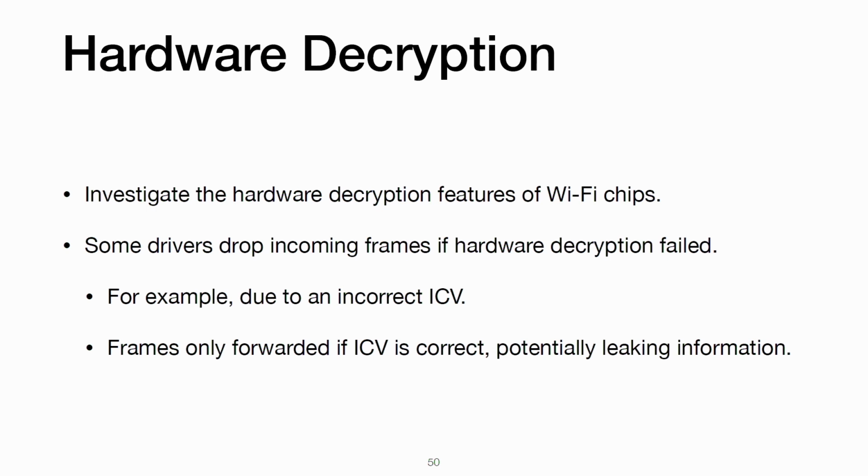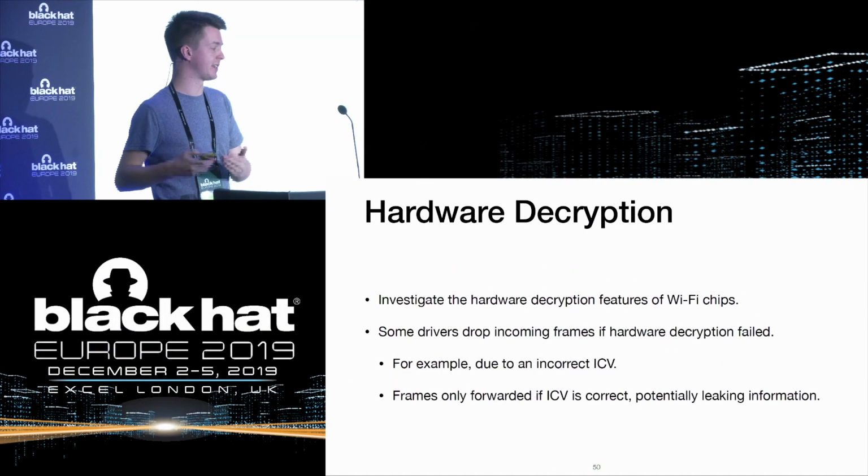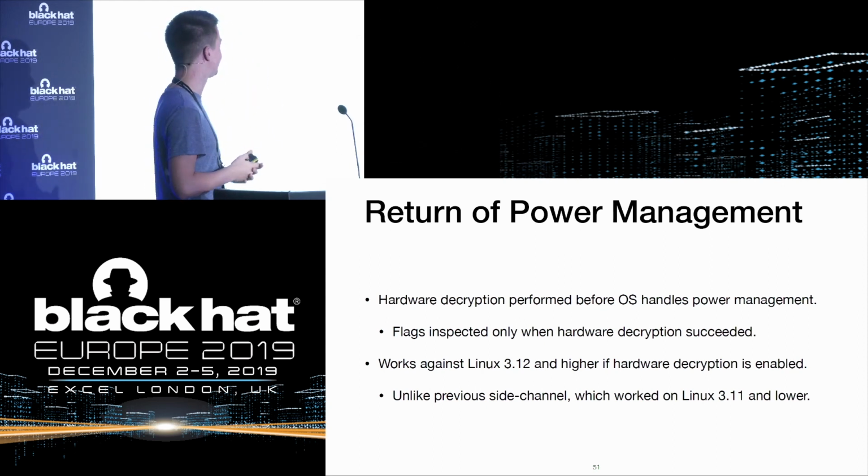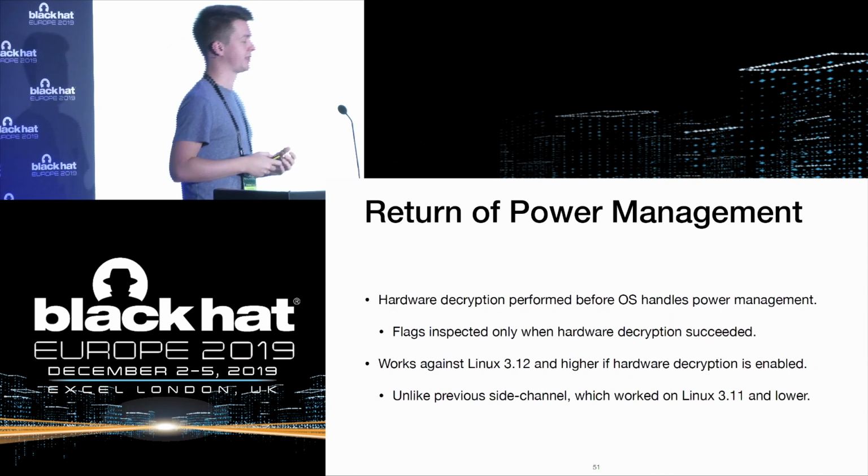Next, we also looked at hardware decryption features. Many modern chips have the possibility to offload some of the encryption to the hardware drivers, and there we can find some side channels, depending on whether these frames are passed along to the operating system or not. A reason why hardware decryption might drop a frame is because of an incorrect ICV, which relates back to making our guesses for this ICV correction. So we can do a similar side channel to the power management, except we're now leveraging the hardware decryption features.